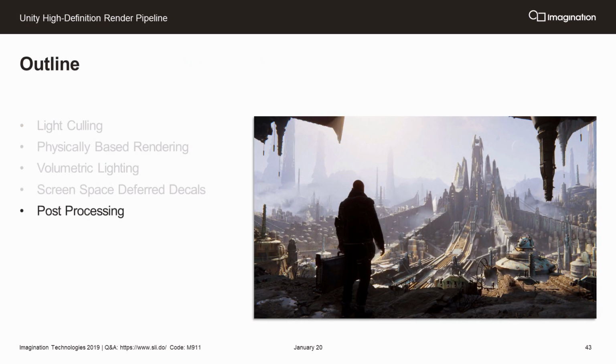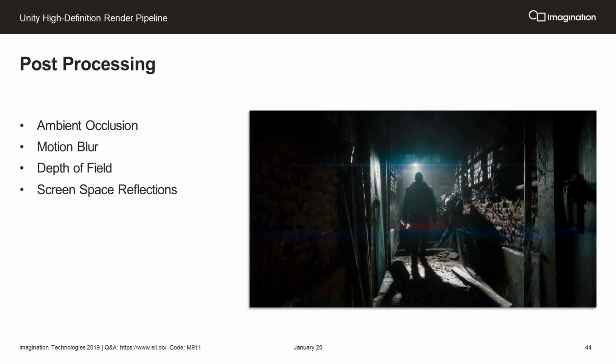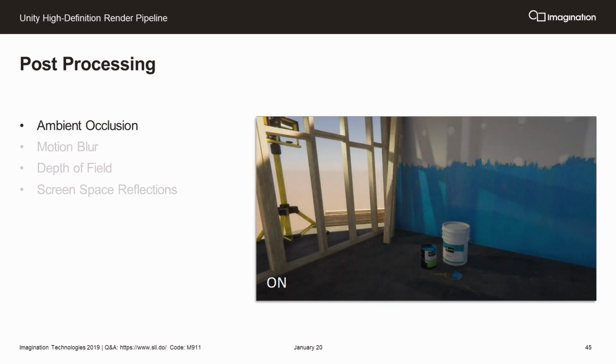Now we'll go into our final section, which is post-processing. Here we'll be taking a look at a few of the interesting techniques such as ambient occlusion, motion blur, depth of field, and screen space reflections. Now let's start off with ambient occlusion.